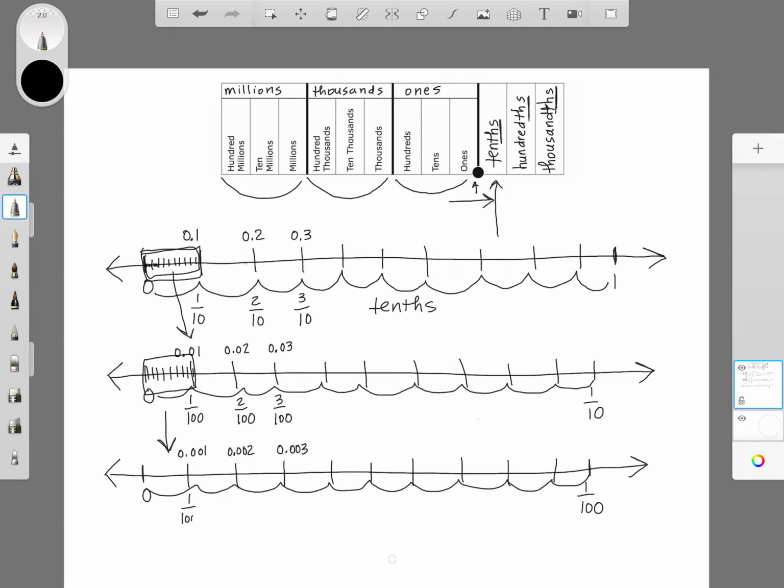And again, we can write that as a fraction: 1 thousandth, 2 thousandths, and 3 thousandths. So that's what a decimal number is. Now we're going to take a look at what we can do with our decimal numbers, which will be kind of a review from last week. So let me erase these.